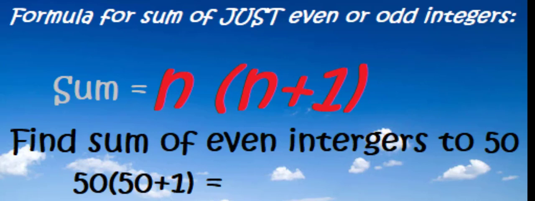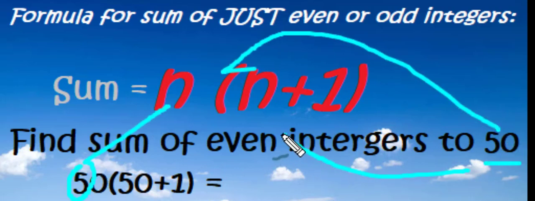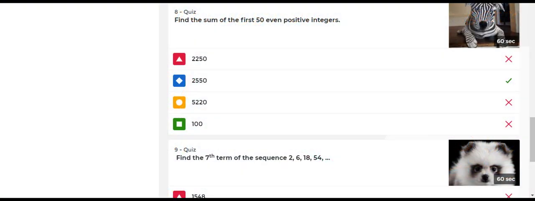Formula for the sum of just even or just odd integers: n times n plus 1. From the formula, you just simply plug in your numbers. The problem you looked at over here is find the sum of even integers to 50. It's 50, that's your n value, that goes there, and then this is your value here. So it's 50 times 50 plus 1, or 50 times 51. Plug and chug, 50 times 51 gives you the blue answer, 2,550.